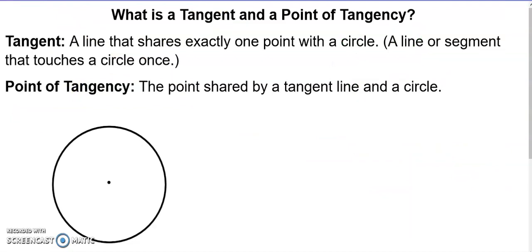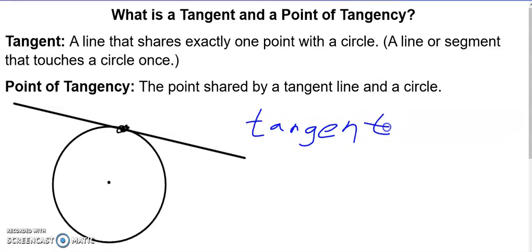And then we have a tangent line. A tangent line is a line that shares exactly one point with a circle. What a tangent line is going to do, the tangent line is going to come out of nowhere, and it's going to touch this circle exactly one time. It's going to hit this circle right there, and that is called the point of tangency. Okay, so the line itself is our tangent. The tangent is the line that is outside the circle, and it touches the circle exactly once, and it touches the circle at the point of tangency. That is the point the circle and the line share.